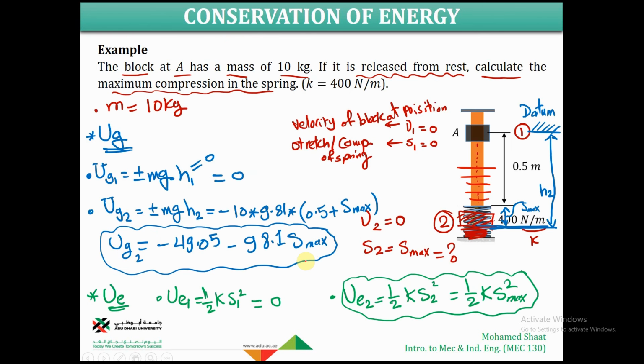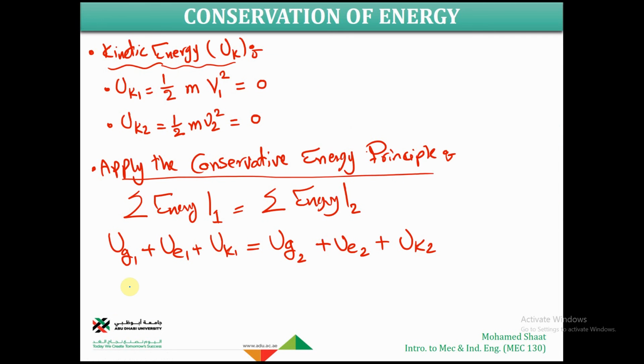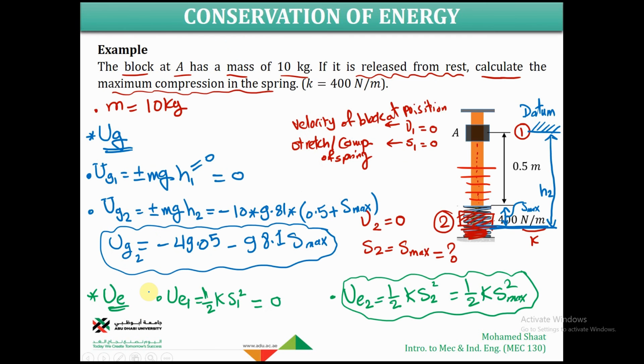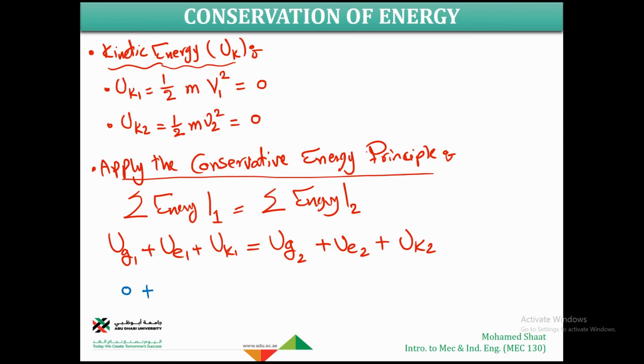Then your objective is just to plug in the values that we calculated for these different energies. So UG1 was 0, but UG2 was with this value. So this should be 0, plus the elastic energy at position 1, which was also 0, right? It was 0 here. And the kinetic energy at position 1 was 0. So 0 plus 0 equals... So all of the left side is 0.